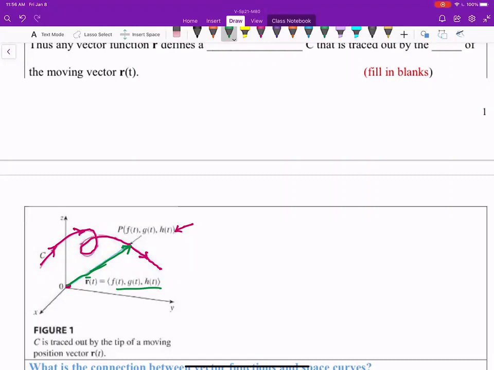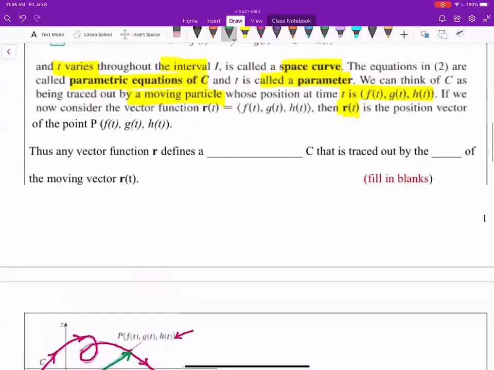You can also imagine a space curve to be the one that is traced out by the tip of this moving radius vector, that is the position vector r of t. So at different instants, the position of the particle will change. The point P will change. Then each time the tip of this moving vector traces out the space curve. Thus, any vector function R defines a space curve.